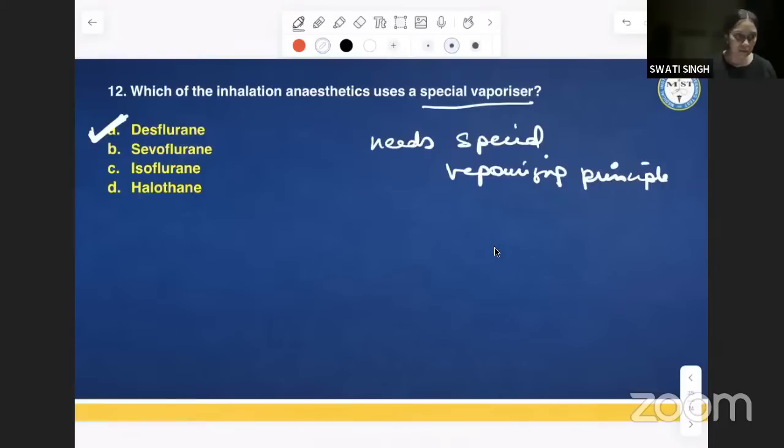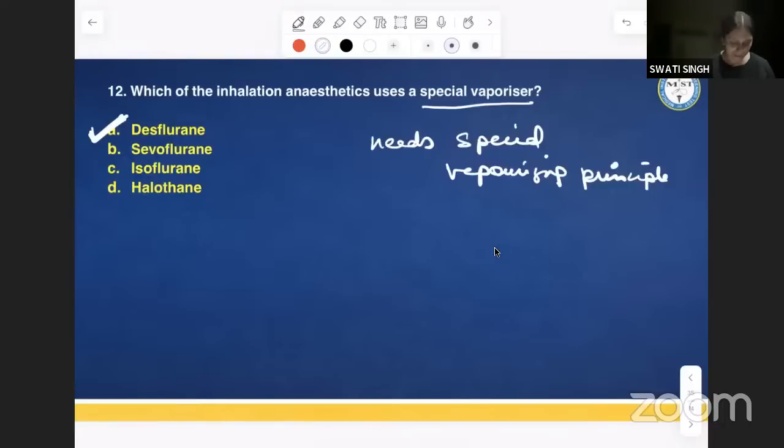Okay. Why does desflurane need a special vaporizer? I don't know which question you people are answering, because I don't expect any incorrect thing in this question. Lily, Mukesh, Raj, are you answering the 12th number question? I hope it is not. Yeah, the answer is A, desflurane.